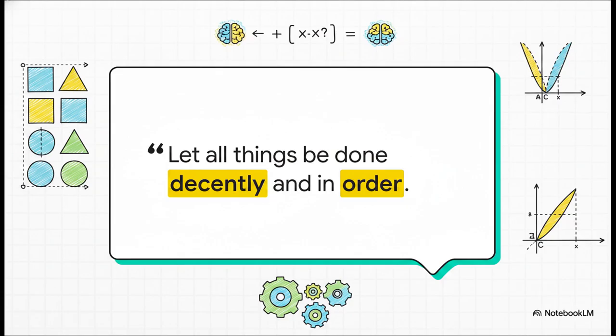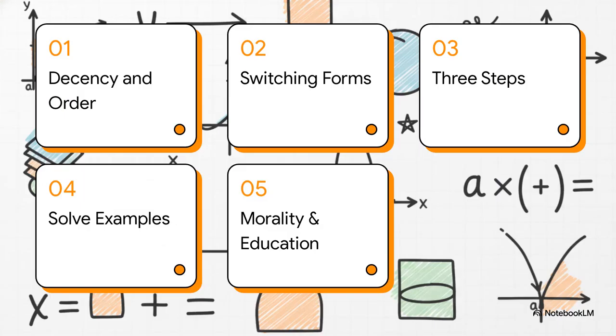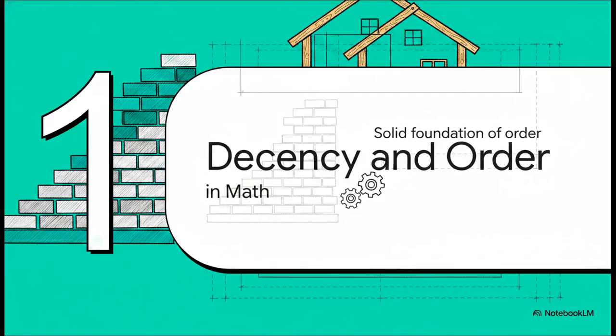When we approach our math problems, and honestly our lives, with decency and order, all those confusing things suddenly become totally solvable. Math is essentially the language of order. So here is our quick roadmap for today. We'll start with decency and order in math, then look at why switching forms matters. After that, we'll go over the 3 steps to standard form, solve some examples together, and finally wrap up with morality, education, and peace.